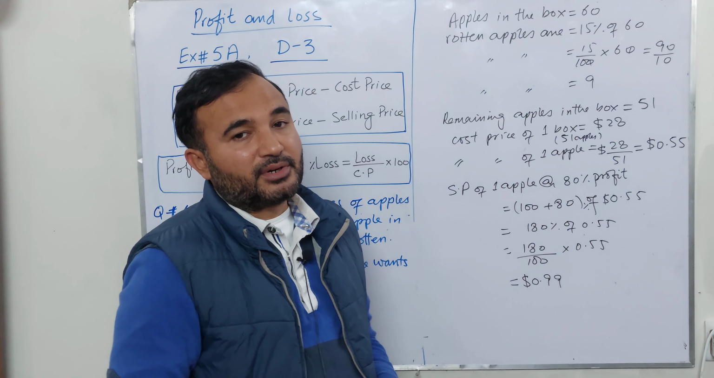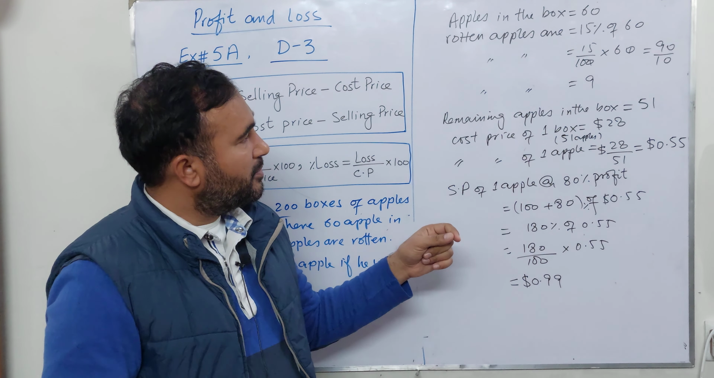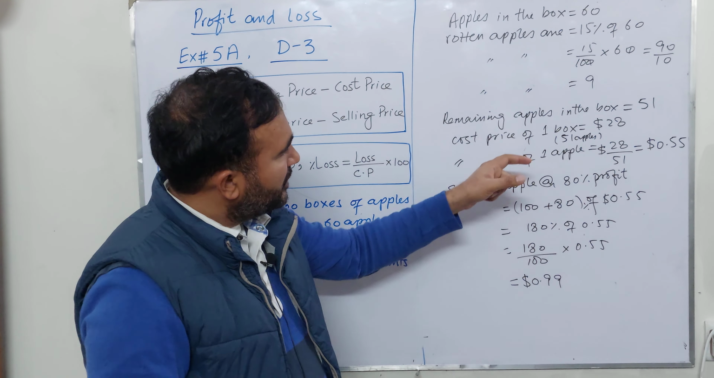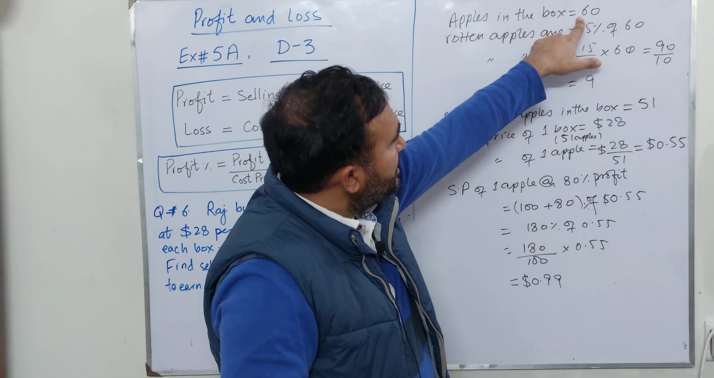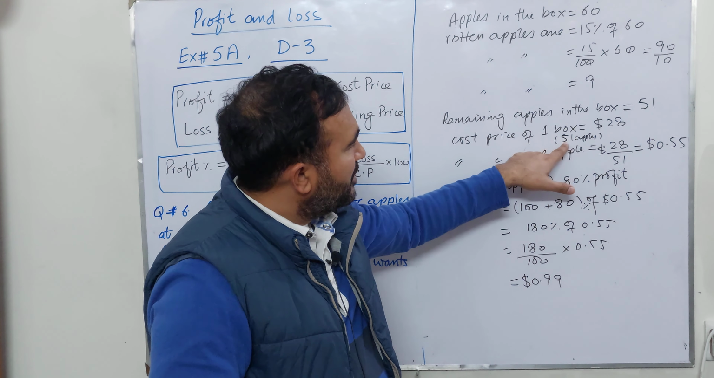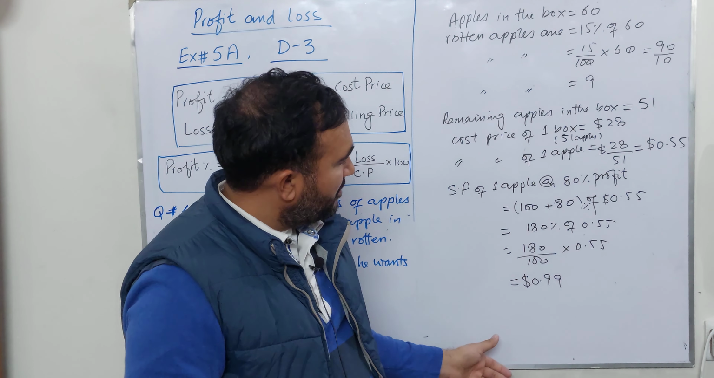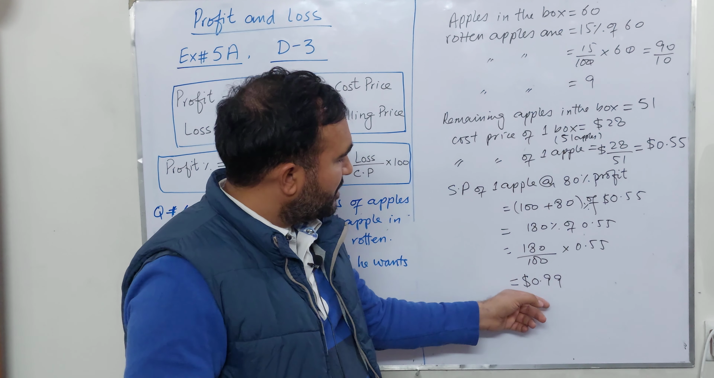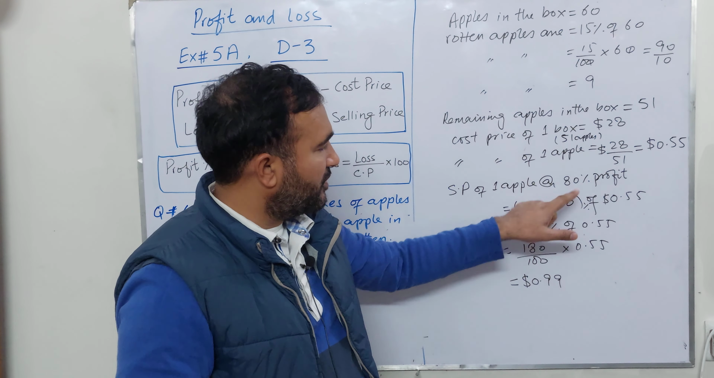excluding this 15% rotten. Like if he excludes this 15% of rotten apples, and if the cost price of 51 apples is 28, because we have to consider that instead of 60 apples, basically he is getting 51 apples, because 15% or 9 apples are already rotten. So his cost price of 51 apples becomes 28 instead of 60 apples, right? So using this information, his selling price must be $0.99 if he wants to earn a profit of 80%.